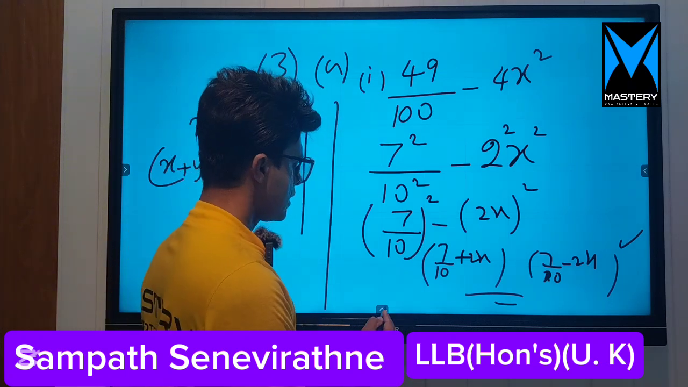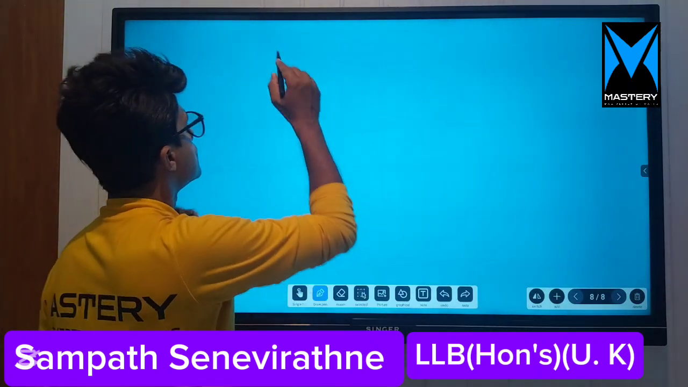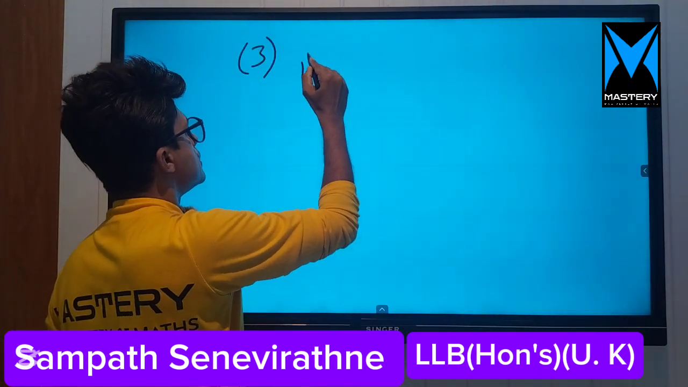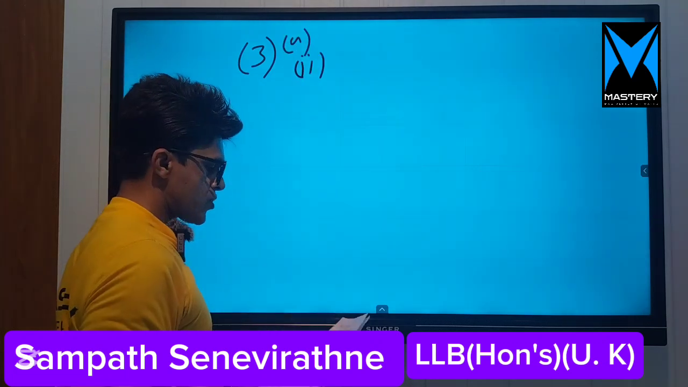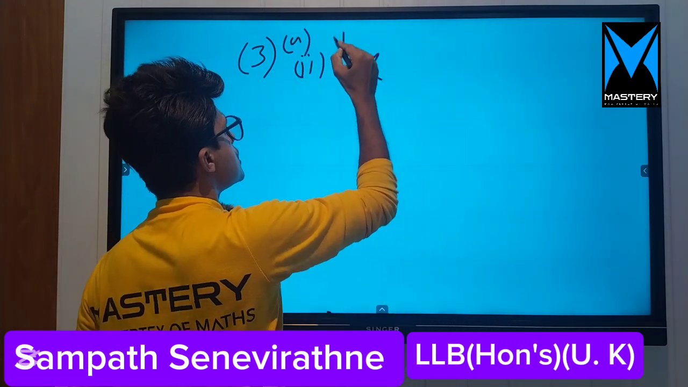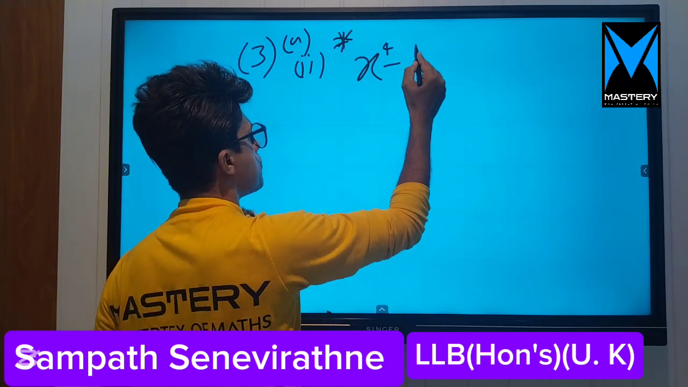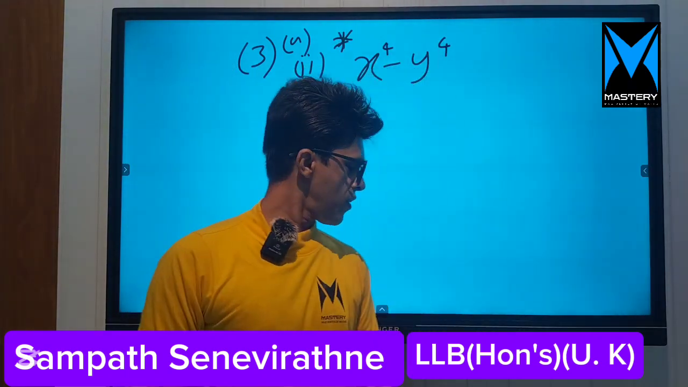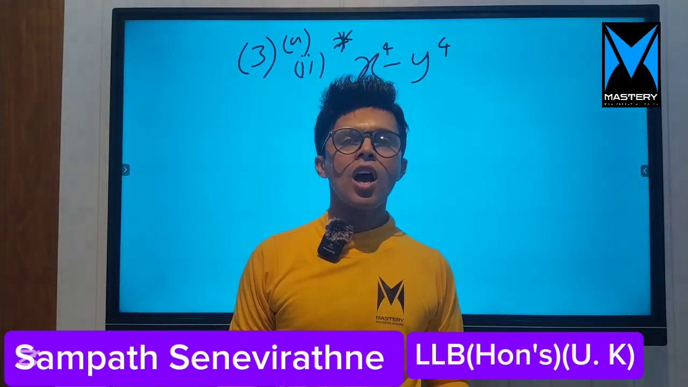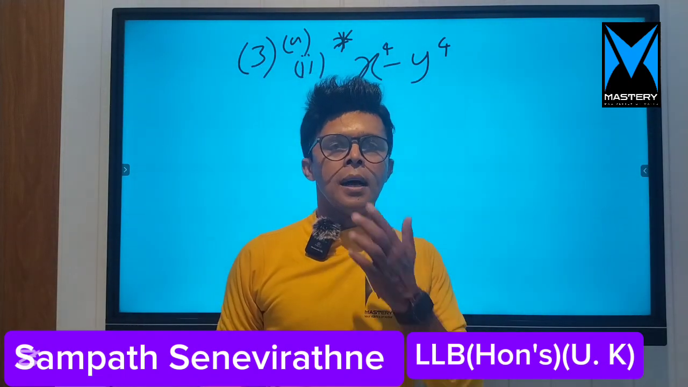So the other question is the second question of part A of the third question. This is a very important question: x to the power 4 minus y to the power 4. How do you factorize this one?